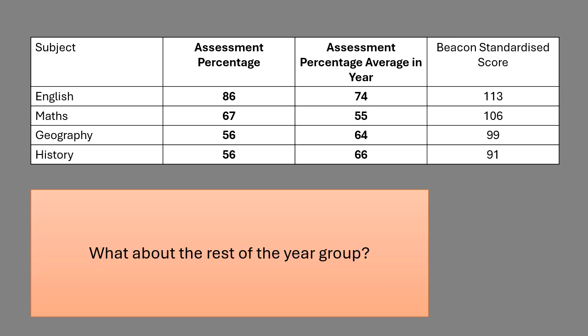So if we look at the second column, this gives you a sense of how it compares to everybody else. So not only was the English score very high, but also it was above average. The maths score wasn't quite as high, but when you look at the average for maths, you can see it's quite a lot lower. So you might be thinking the maths score is kind of similar. Geography and history, both the same kind of mark, and when you look at the average in year, again, roughly the same. So this gives you some sense compared to the rest of the year group that English and maths are above average, geography and history are kind of below average.